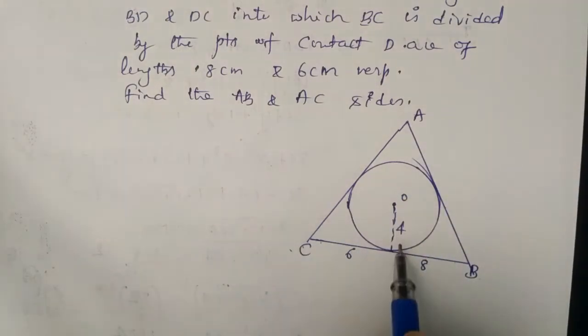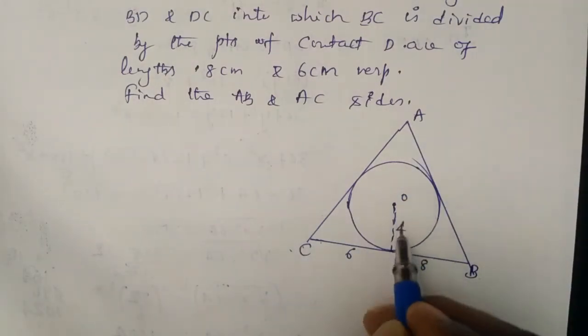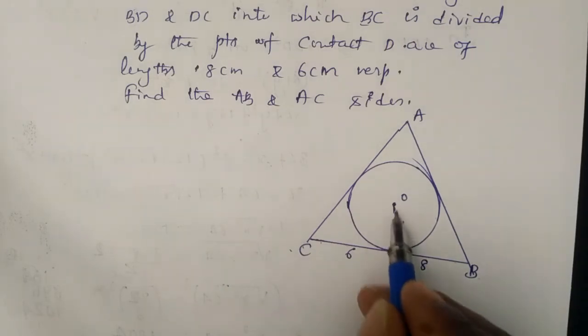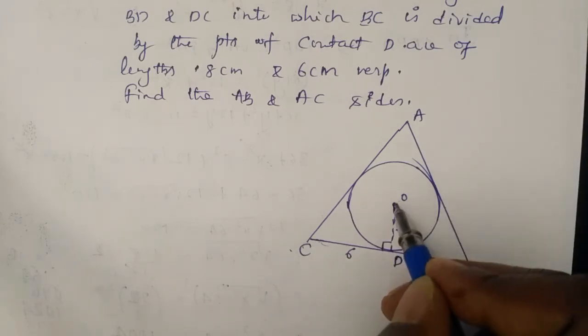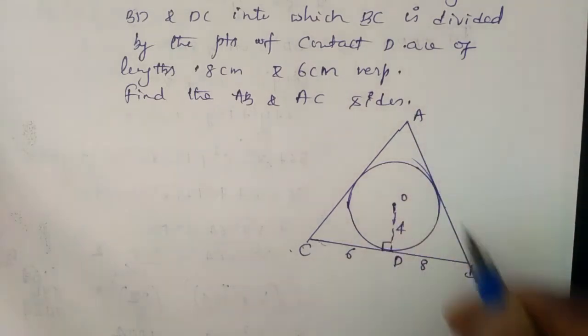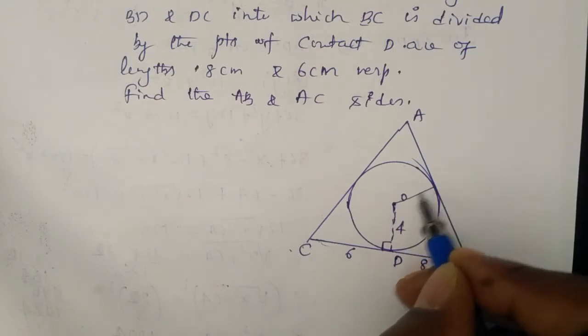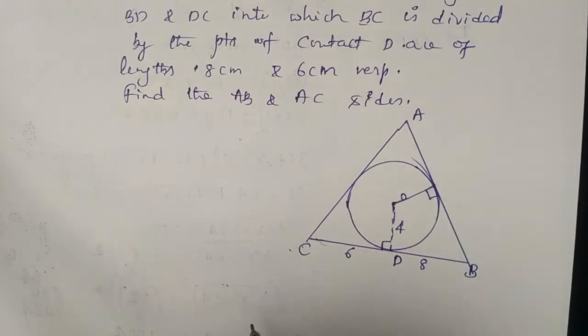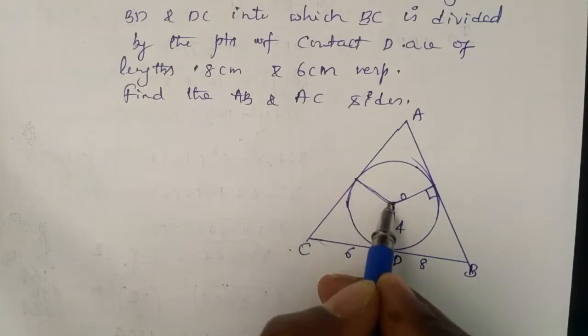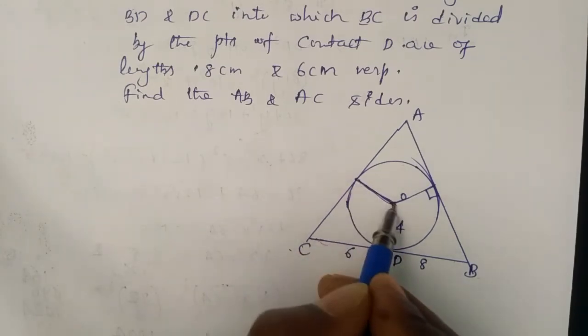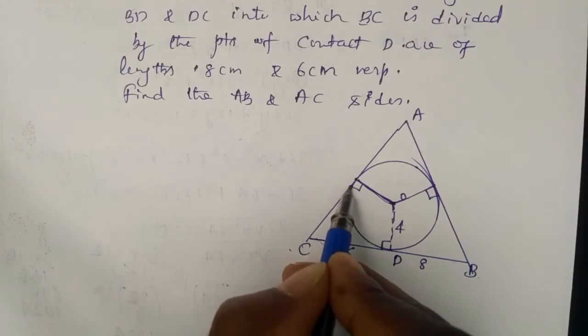So we'll use two theorems for this problem. One is radius perpendicular to tangent. As in the diagram, OD is radius, BC is tangent, so I can mark 90 degree. Even AB is also tangent. If you join these two points, we'll get here 90 degree. And we join this point of contact and the center of the circle. This also becomes a radius, 90 degree.